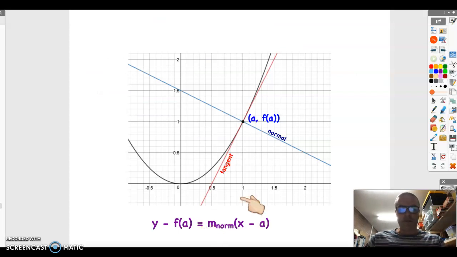Here's a diagram that shows both the tangent and the normal at a particular point. We can see that they both still share that one point, where the tangent intersects the curve. In our general form for the straight line, if we want the equation of the normal, we're going to use the gradient of the normal rather than the gradient of the tangent, of course. We would still use our derivative, find the gradient of the tangent, and then from that deduce the gradient of the normal.